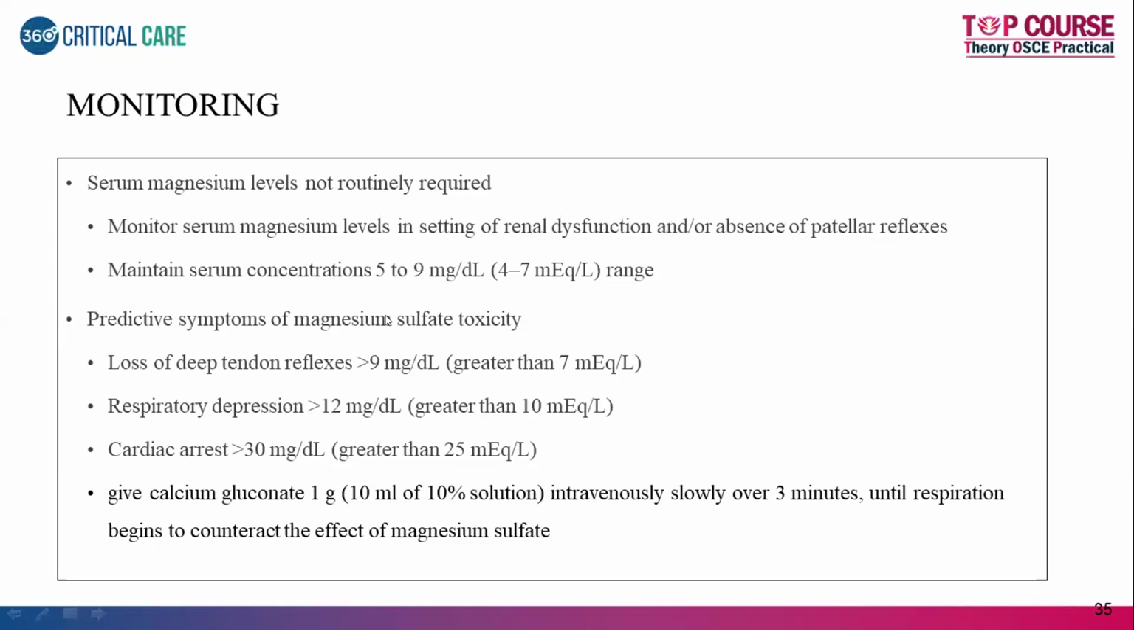Now, the predictive symptoms of magnesium sulfate toxicity. If the levels are more than 9 mg per dl, there is a loss of deep tendon reflexes; more than 12, respiratory depression; more than 30, cardiac arrest. If you find there is magnesium toxicity, stop the drug and give calcium gluconate, until respiration recovers and counteracts the effect of magnesium sulfate.